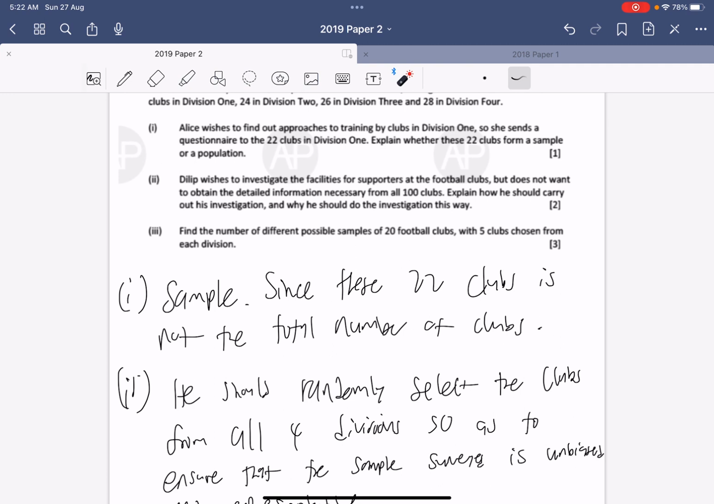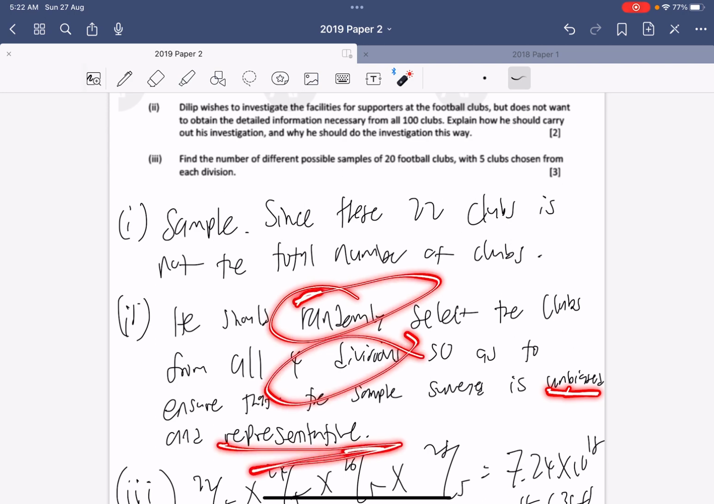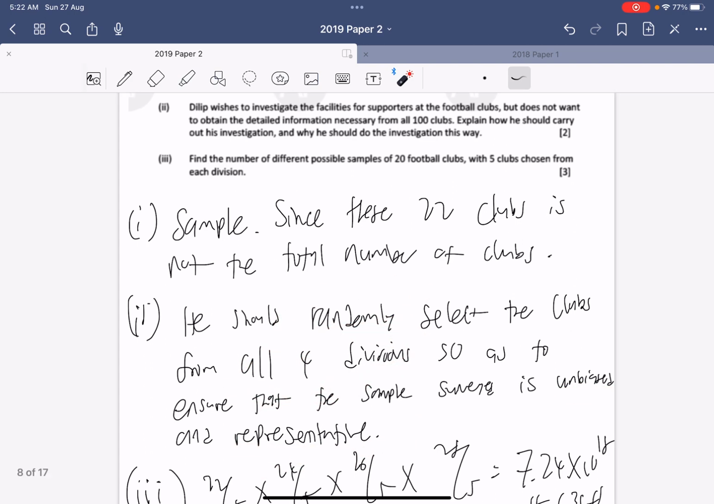So the way to do it is he should just randomly select the clubs from all 4 divisions. The most important thing is that you need to have all 4 divisions and randomly. Those are the keywords. Then the explanation for those keywords is to ensure that the sample survey is unbiased because it's random, and representative because it comes from all divisions.